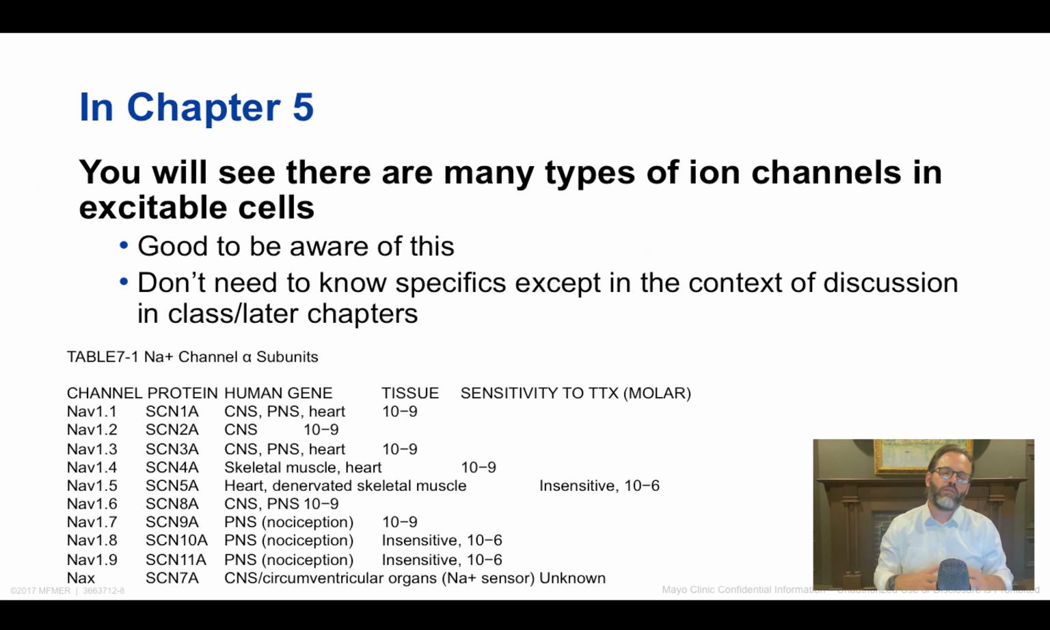When we start to think about some of these ion channels and how they function, if you look in chapters 5 and 7 of the textbook, there are a lot of ion channels in excitable cells. I think it's good to have some awareness of the breadth and depth of investigation that's being done in these areas. But unless you're going to be focusing your career on studying ion channel flux, which is a noble calling for some, just not necessarily my cup of tea, you don't need to know the specifics except in the context of what we discuss in class and in some of the later lectures and chapters. So really just focus on where we highlight what you need to know.